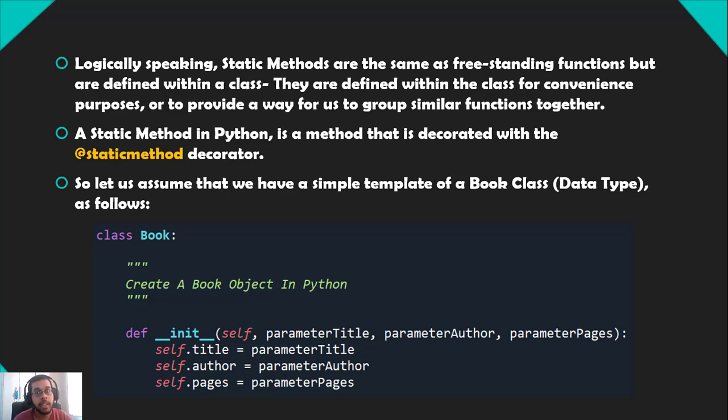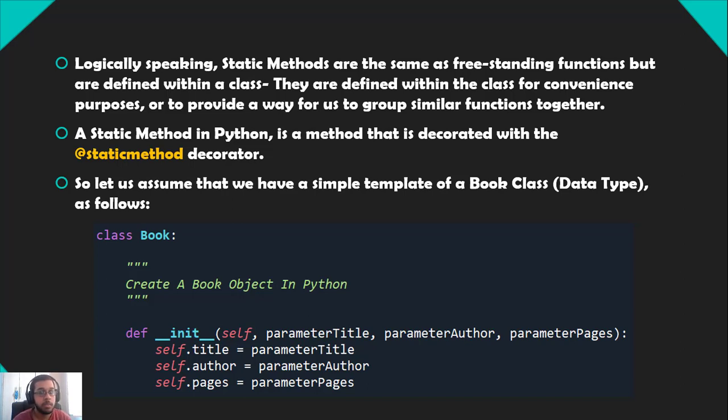They are defined within the class for convenience purposes or to provide a way for us to group similar functions together. A static method in Python is a method that is decorated with the @staticmethod decorator.